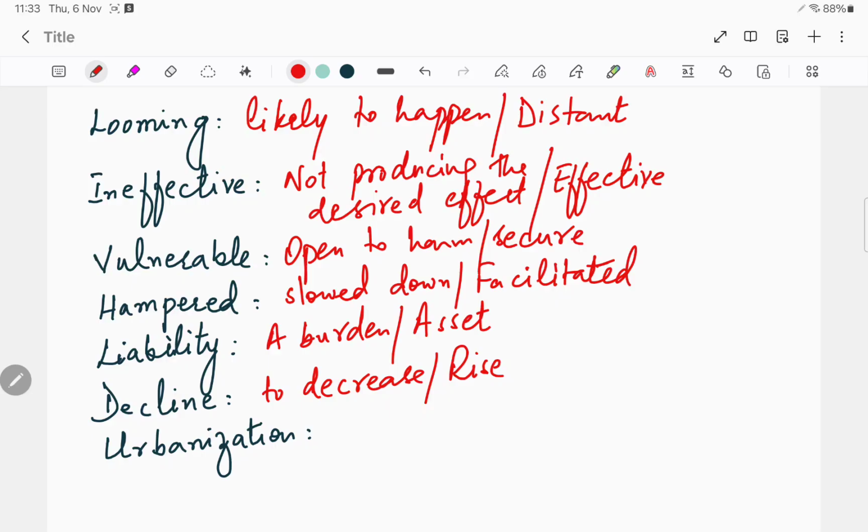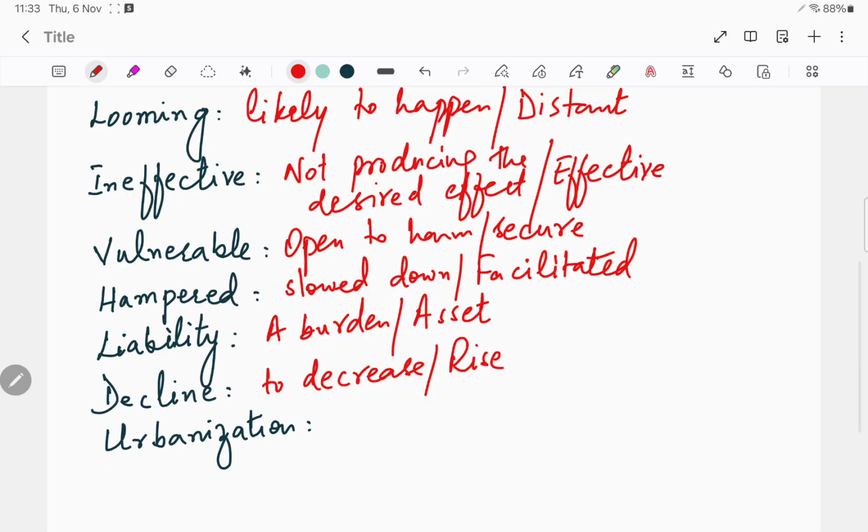The next word is urbanization. Urban means city, so urbanization means movement of people from rural to city or urban areas, and the antonym can be ruralization. That means from city to the village. The sentence can be rural poverty forces people to migrate to cities and causing rapid urbanization.